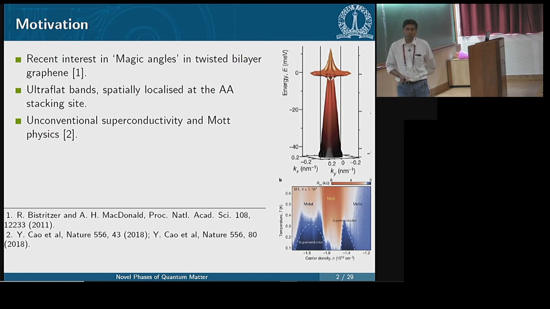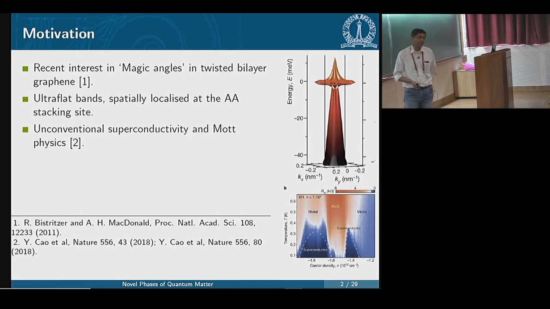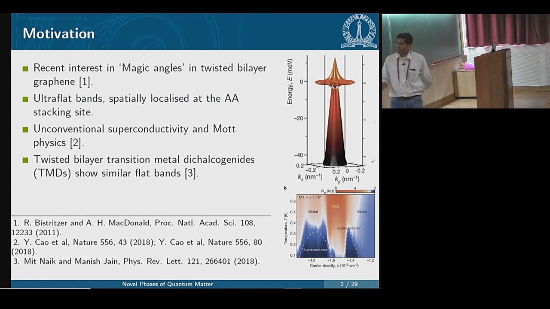So the question that we wanted to ask was, do you see similar flat bands in other 2D systems or not? And if so, is the origin of such flat bands the same as the origin of flat bands in graphene? What I would like to tell you is that twisted bilayer transition metal dichalcogenides, which is a family of materials, molybdenum disulfide, tungsten disulfide, molybdenum diselenide, and so on. There are several members of that family. They also show similar flat bands. So this is not unique to graphene. This is something that Abhay had actually already mentioned in his talk.